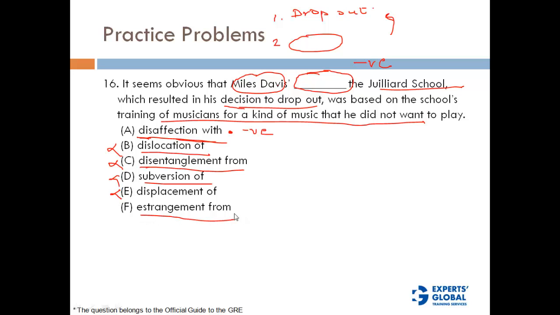Estrangement from school, yes, it was estrangement. So he kind of found himself very estranged from the school which was trying to bring out musicians for a different type of music, and that is why he decided to drop out. So it is again similar in meaning to disaffected with, right? So he did not feel any affection. At the same time, he was getting estranged from the school, and that's why he decided to drop out. So both these answers, A and F, fit well in the context, and we choose them as correct answers.